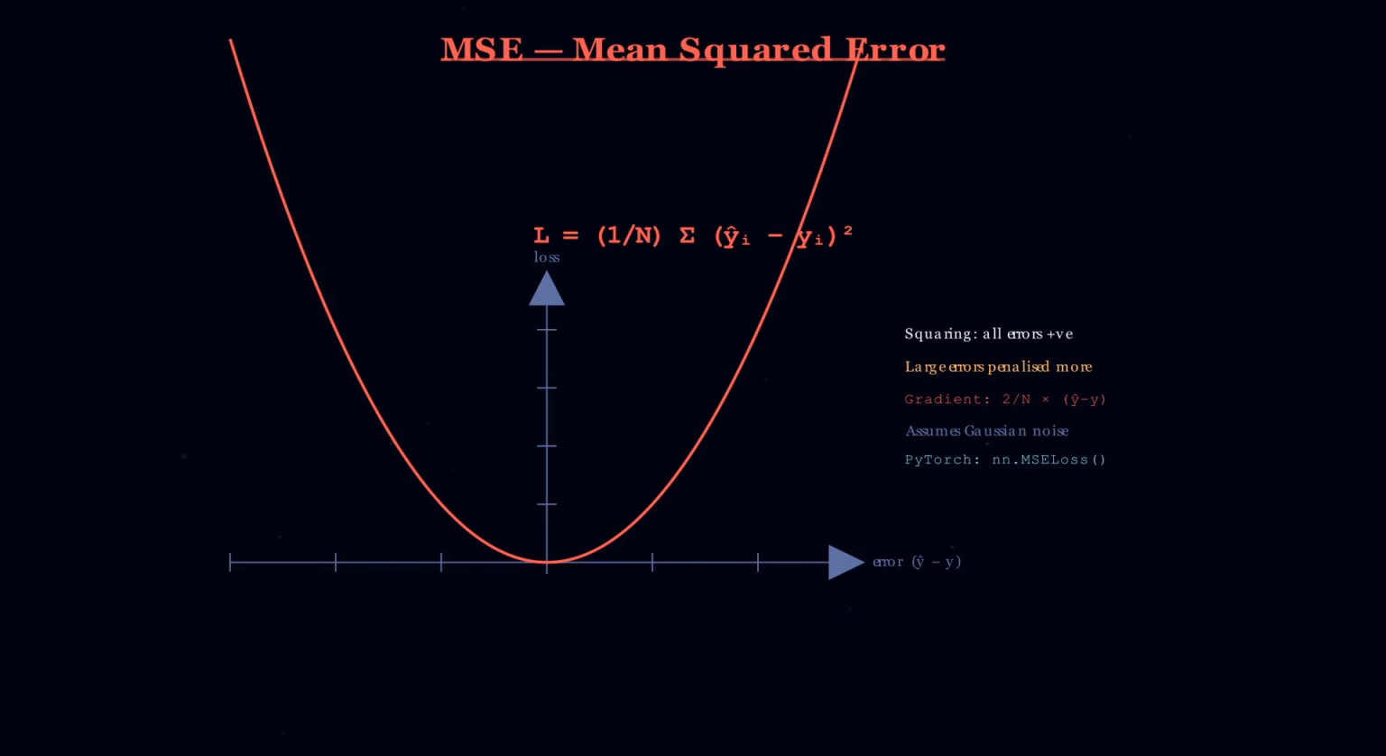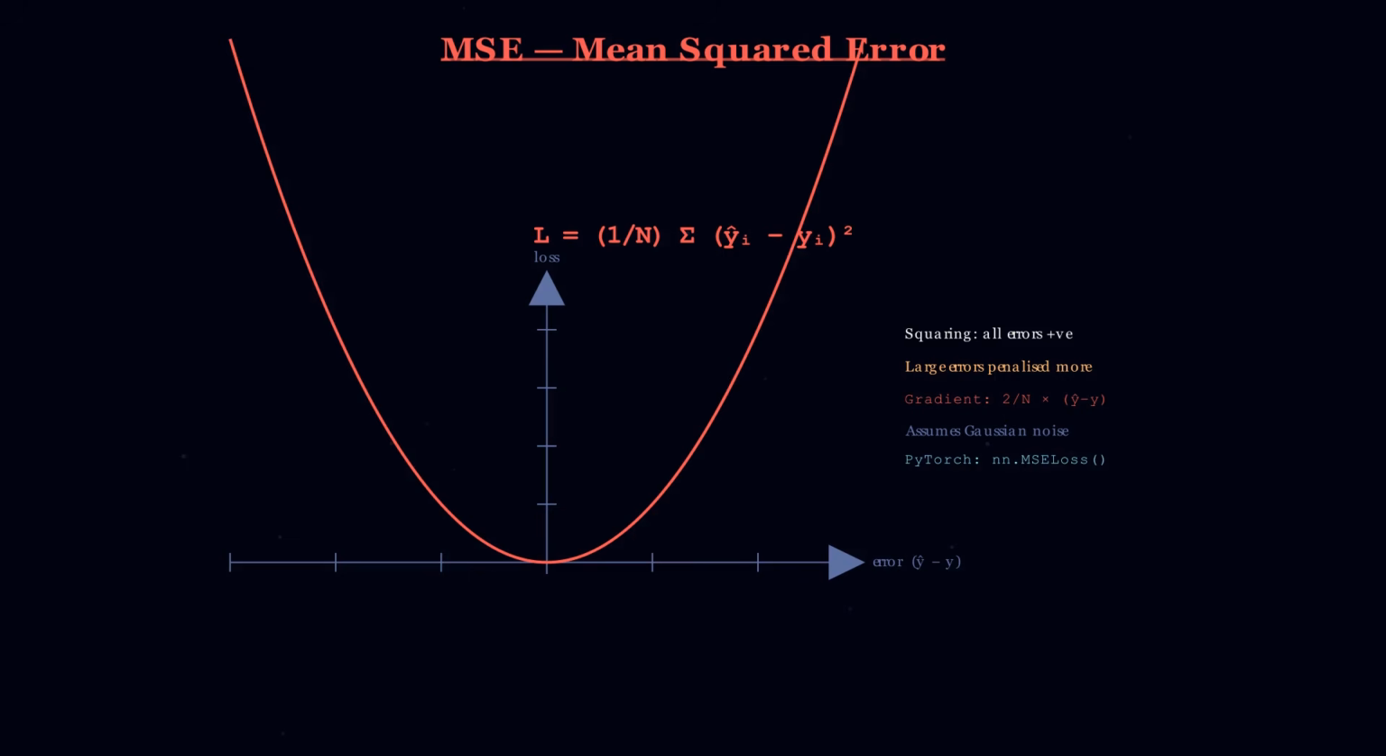The gradient of MSE with respect to y hat is 2 over n times the sum of y hat minus y. This is exactly the delta 2 we derived in backprop. The 1/2 convention cancels the 2. That's why the 1/2 version is standard in textbooks. MSE assumes your errors are Gaussian, normally distributed around 0. If that's true, MSE is the maximum likelihood estimator. If your data has outliers, MSE will overfit them because squaring amplifies their influence on the gradient.